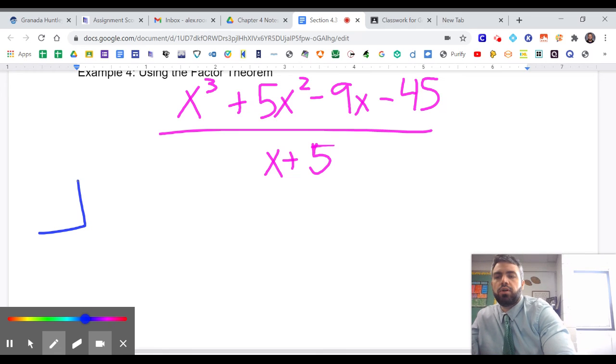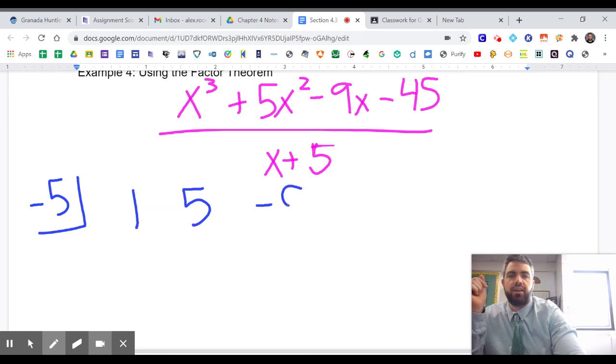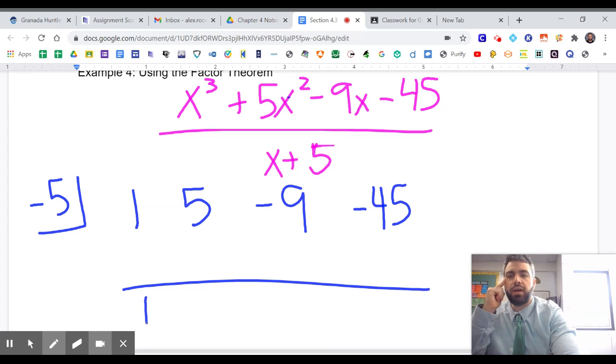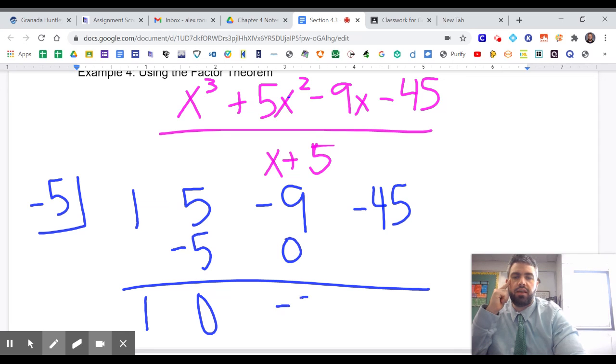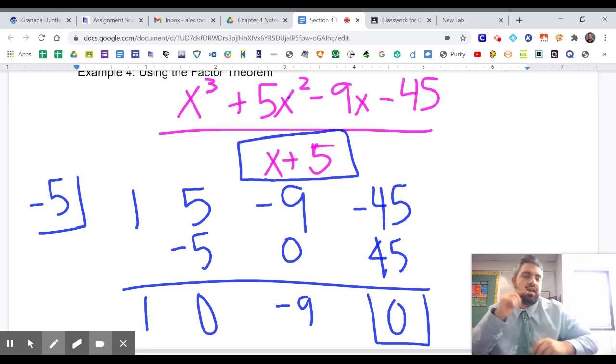But how do we prove that, right? So my box is going to be negative 5 because we always remember we want x minus r. So our root in this case would be negative 5. Our coefficients are 1, 5, negative 9, and negative 45, checking to make sure we didn't miss anything, right? So x to the third, x squared, x, and then constant. Good. I drop down 1. That'd be negative 5. All of a sudden I have a 0 here. 5 times 0 would be 0, obviously. Then we get negative 9. That would be 45. And I have a remainder of 0. So now we know for sure that this is a factor, right?